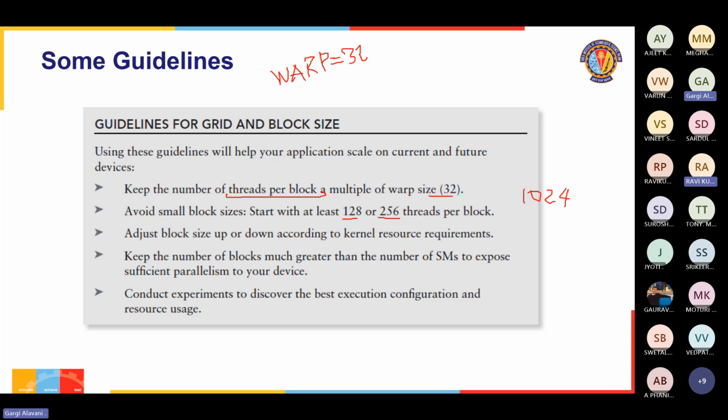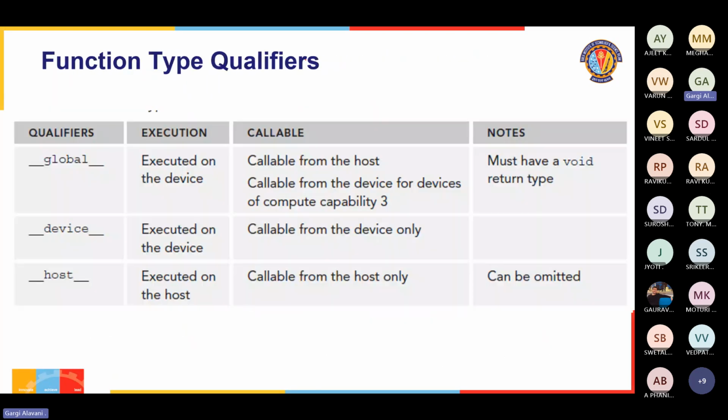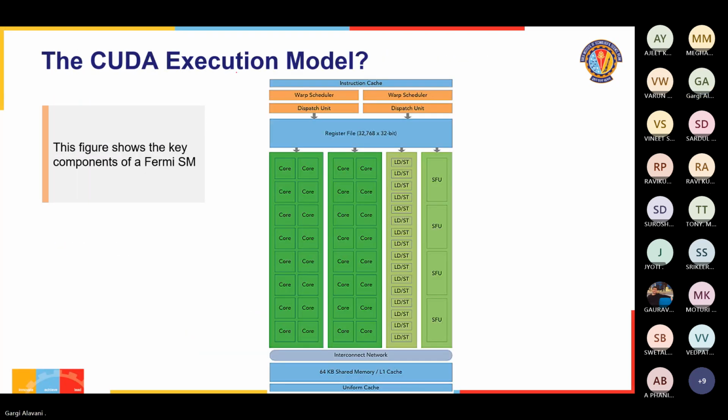Okay, let me see if I have the figure of the SM. Yeah, so this is the SM of the Fermi architecture. There is an instruction cache where instructions are stored, and there is a warp scheduler and dispatch unit.